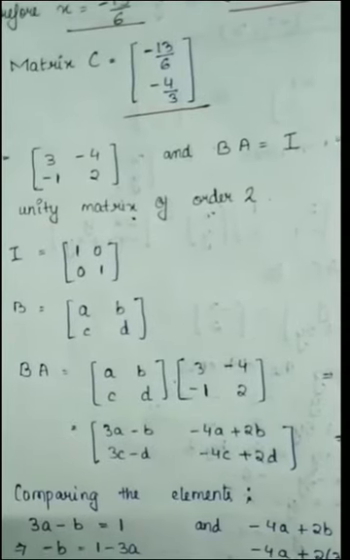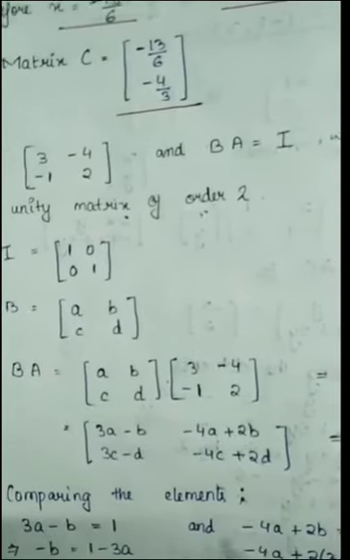After we have got the value of b, we'll put it in the equation minus 4a plus 2b is equal to 0. So minus 4a plus 2 times b, where b is 3a minus 1, is equal to 0. Now minus 4a plus 6a minus 2.